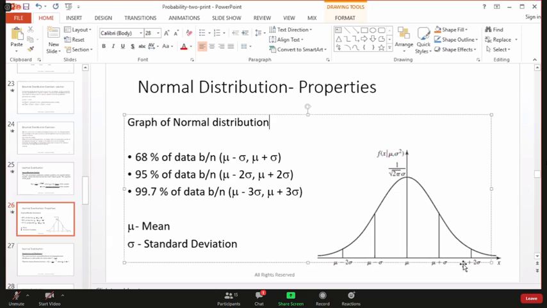The normal distribution can be explained in that way very easily. Remember, 95% of the IQs are in between mu minus 2 sigma and mu plus 2 sigma. That is 70 and 130. If you want to calculate the two extreme ends, 3 sigma means 45. Remember, 3 sigma is 45. Then mu plus 3 sigma means 145.